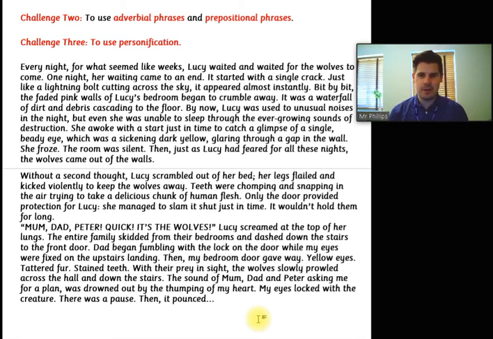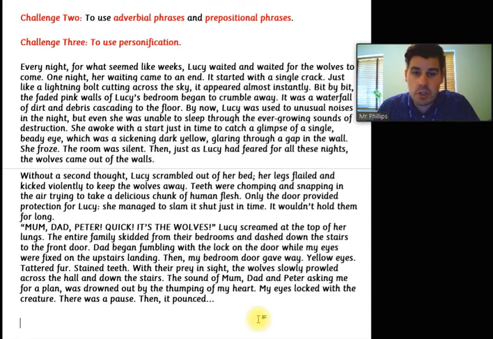Let's have a little look. I'm going to go from the very beginning, actually. Every night for what seemed like weeks, Lucy waited and waited for the wolves to come. One night, her waiting came to an end. It started with a single crack. Just like a lightning bolt cutting across the sky, it appeared almost instantly. Bit by bit, the faded pink walls of Lucy's bedroom began to crumble away. It was a waterfall of dirt and debris cascading to the floor.